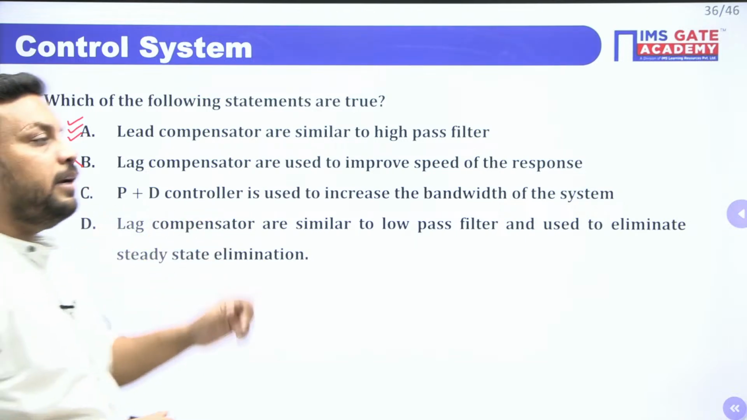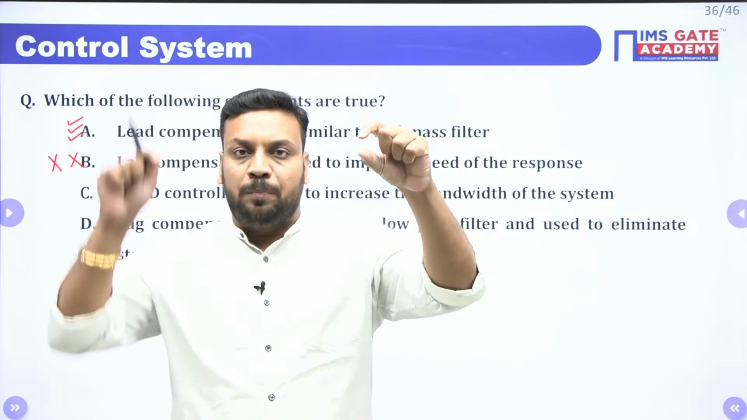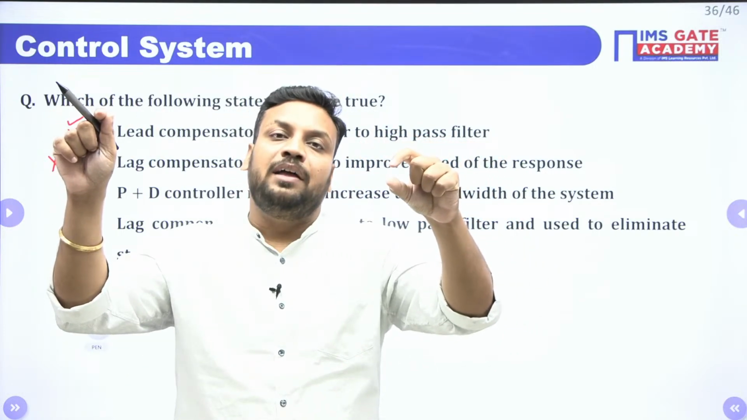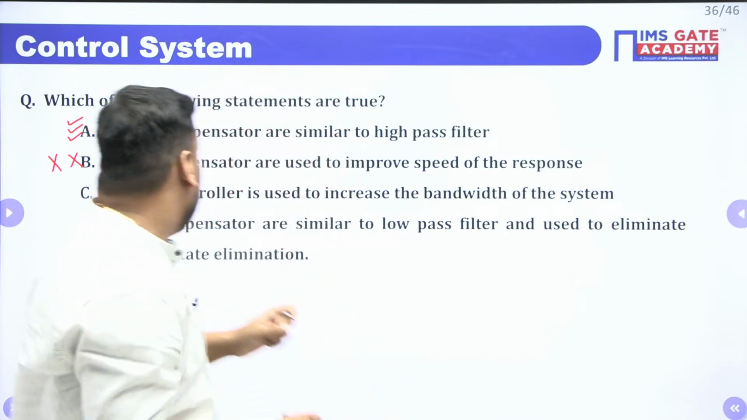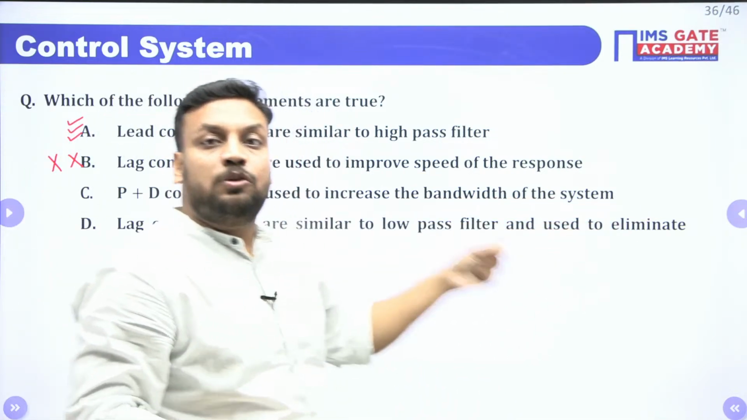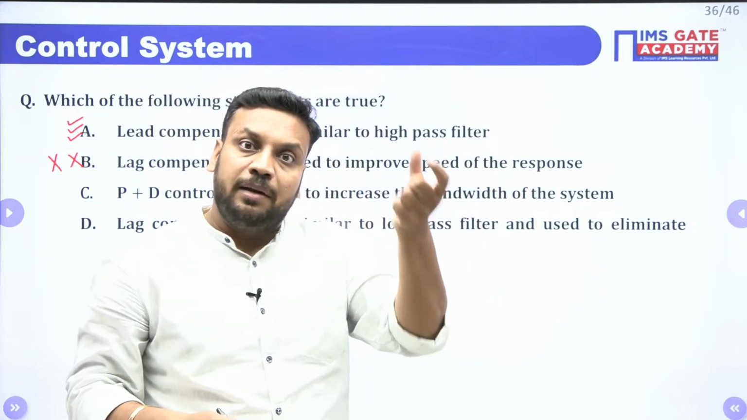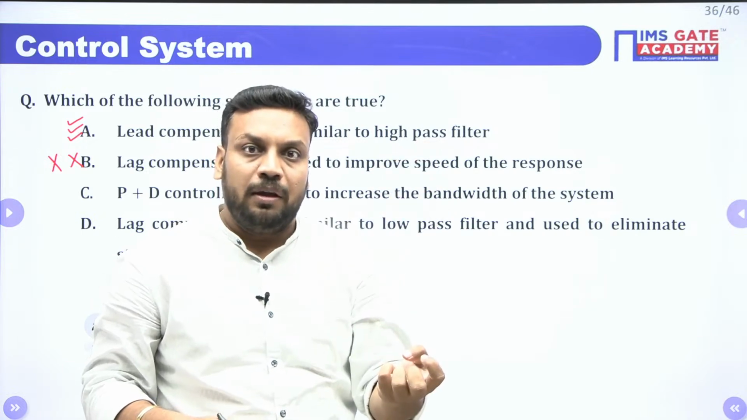P plus D controller is similar to lead compensator. Lead compensator is similar to P plus D controller as well as high pass filter. So P plus D controller is used to increase the bandwidth. Is it true or not? Because P plus D is similar to lead compensator, and P plus D and lead both are decreasing the rise time because speed is increasing.